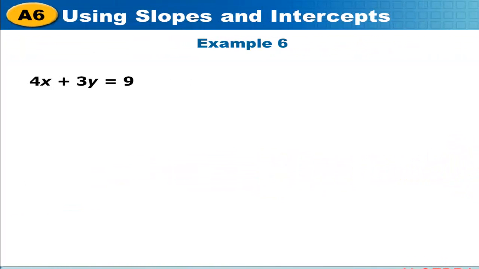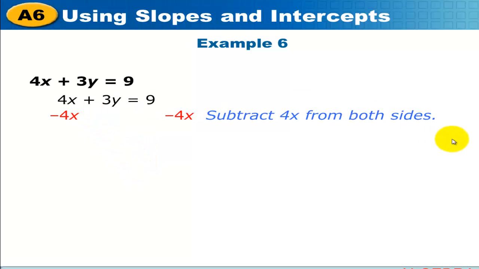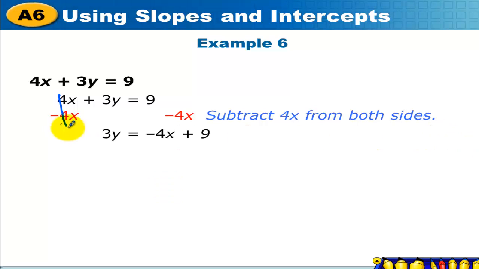Example number 6, we need to find the slope and y-intercept. Let's isolate our y here. First, we subtract 4x to both sides. Cancel this one out. 9 minus 4x, I'll write negative 4x first, then plus 9. Next, divide both sides by 3.